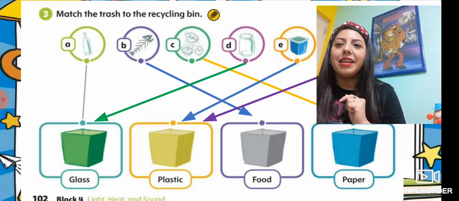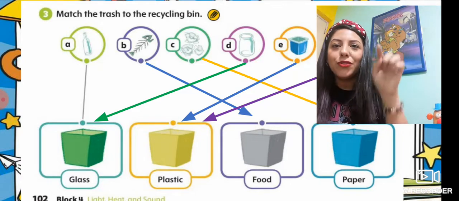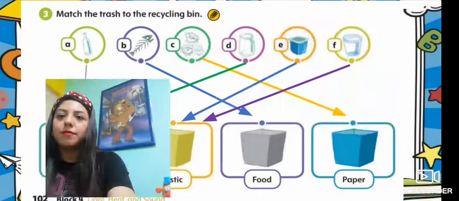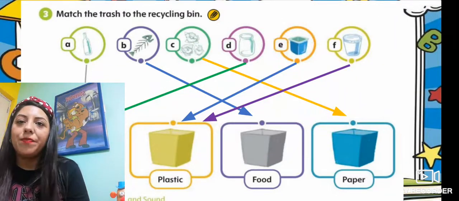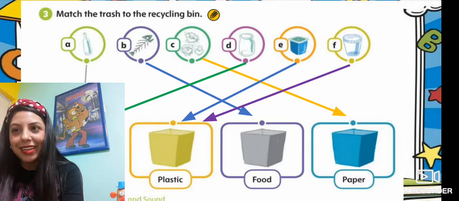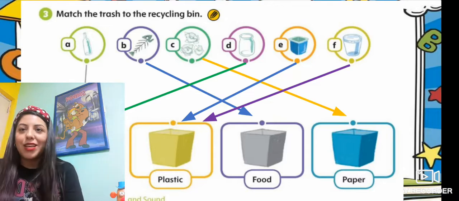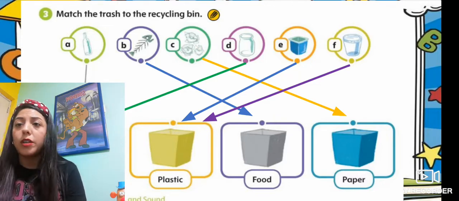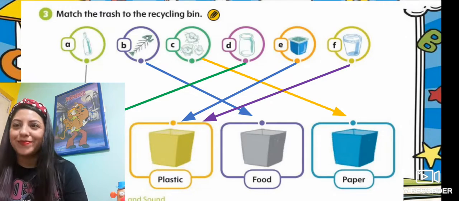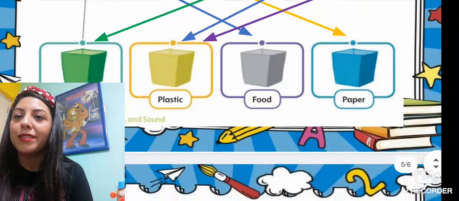Now, in the letter E, we have a plastic container. So we have to draw a line to letter E with the plastic. And finally, in the letter F, we have also a plastic. It's a glass, but that glass in particular is made of plastic. So you can use your pencil or you can also use colors. That is up to you. It's optional. Okay. I'm sorry, I'm going to move my finger a little bit.